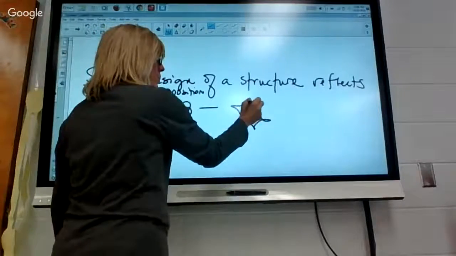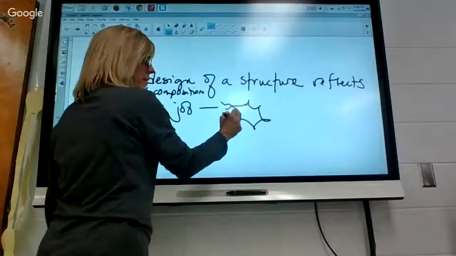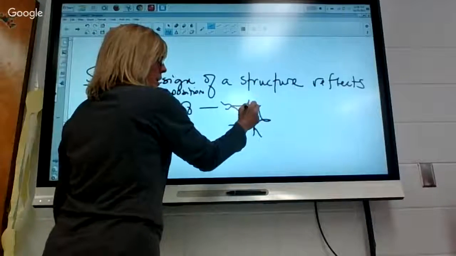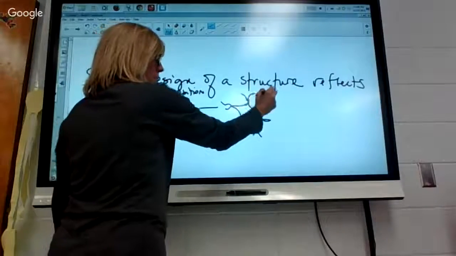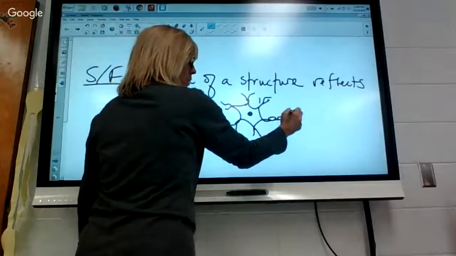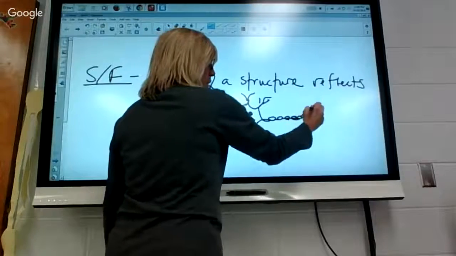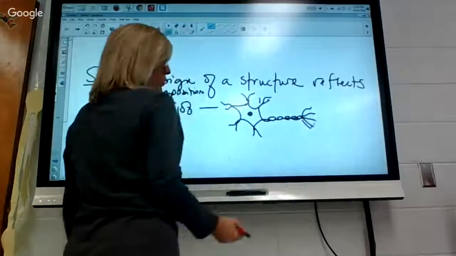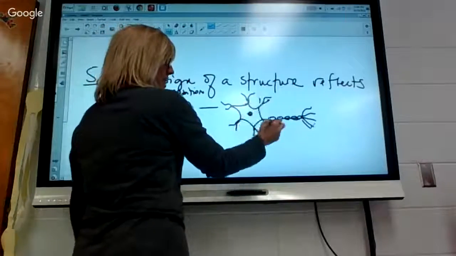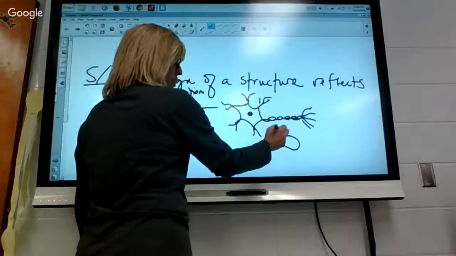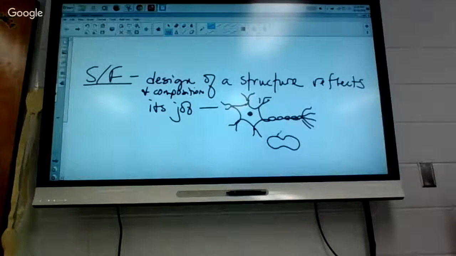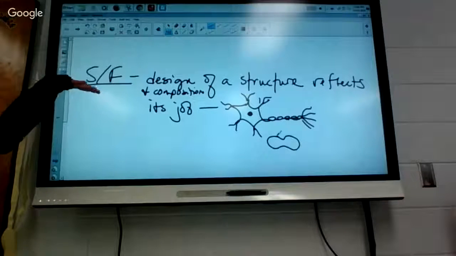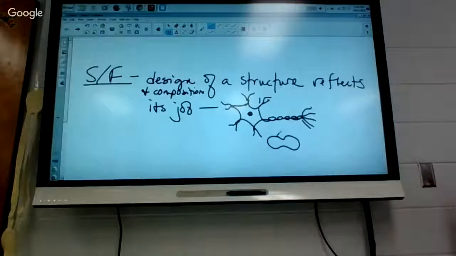So a nerve cell, we have these dendrites. This is the cell body. All the cell parts that you've learned would be right inside of there. We have the axon and axon terminals. So why is that designed that way, and a red blood cell looks like a flexible disc? Two different jobs, so you need a whole different design.